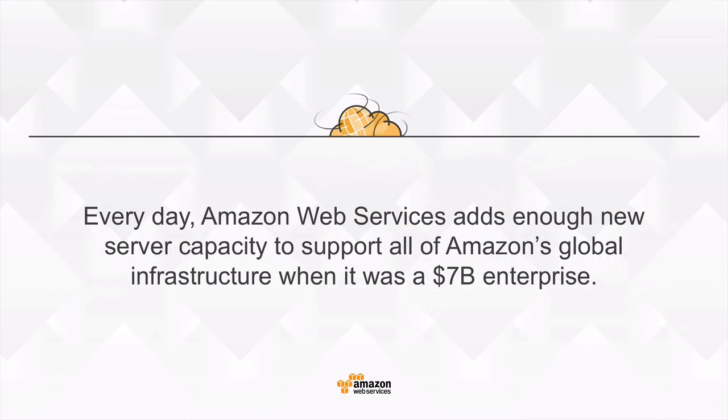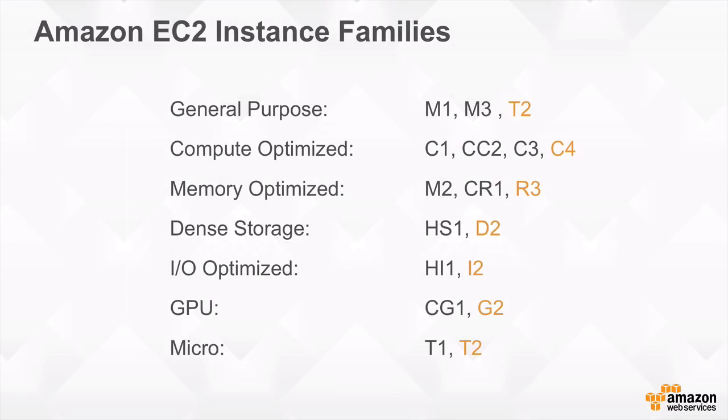And this growth continues. You may have seen this statistic before, but every day AWS adds enough new server capacity to support all of Amazon's global infrastructure when it was a $7 billion enterprise. So it continues to be a service which is growing extremely fast. And one of the reasons for that is we have a broad selection of instance types today that allows you to satisfy the resource needs for a diverse range of different workloads. And what we do here is we essentially optimize around particular resource types, with the exception of the general purpose and micro instances, which provide balanced amounts of CPU and memory.